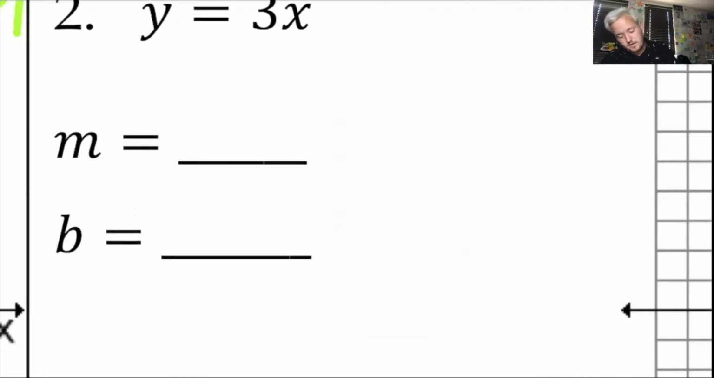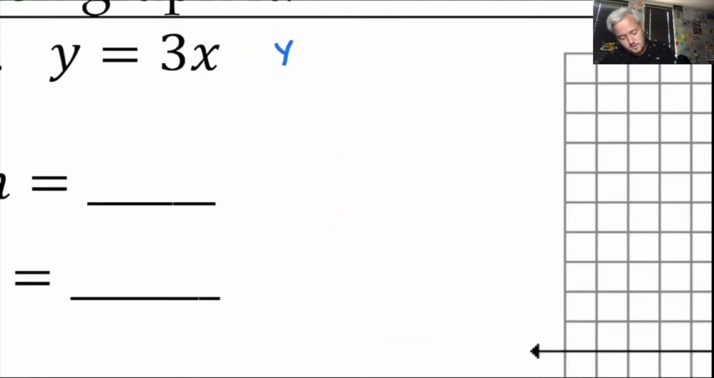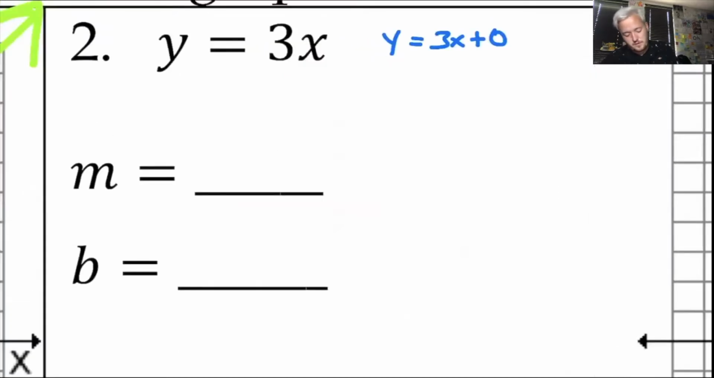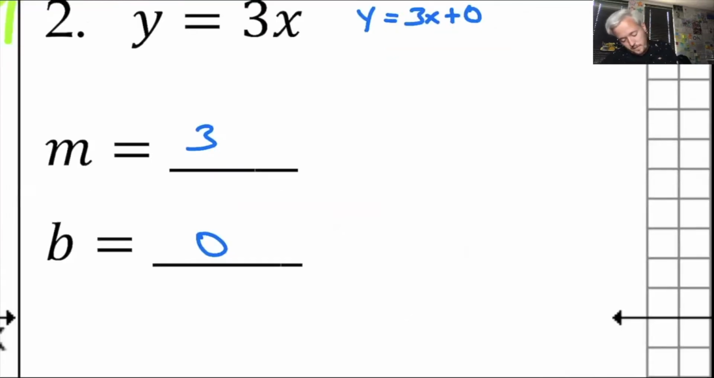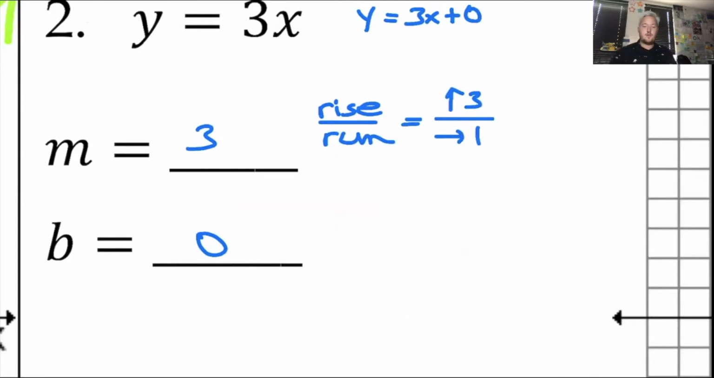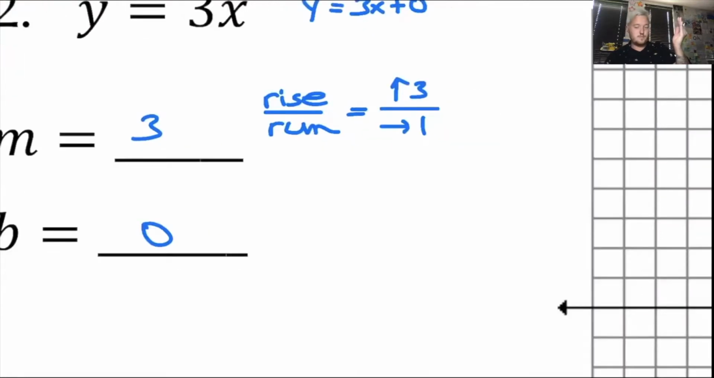All right, so here, this is the same as y equals 3x plus 0. So our slope here is going to be 3, and our b value here is going to be 0. So our rise over run for our graph is going to be the same as up 3 and then right 1. So if it's a whole number, it's always the number on the top and then over 1 on the bottom. So you rise up 3, right 1.